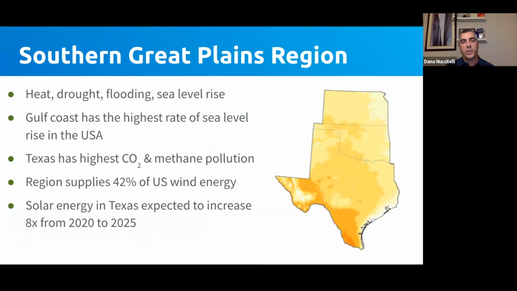Texas is also the state with the highest carbon dioxide and methane pollution, but this region supplies 42% of all the wind energy in the United States right now. So it's a very energy-important region, both for fossil fuels and for clean energy, which is interesting. In fact, solar energy in Texas is also growing very fast and is expected to increase eightfold between 2020 and 2025. So while it's got lots of fossil fuels, it's also got lots of clean energy potential and clean energy growth.